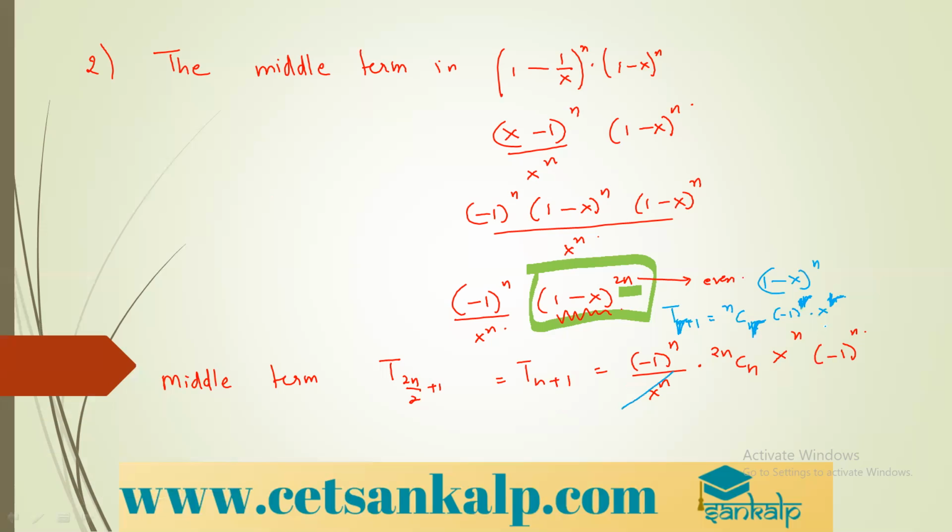which I will be writing in this manner. So x power n and x power n will cancel. Finally, what do I have? Minus 1 power 2n into 2nCn. Because minus 1 is having even power, it will become plus 1. And so we have the middle term as 2nCn. That's the final answer.